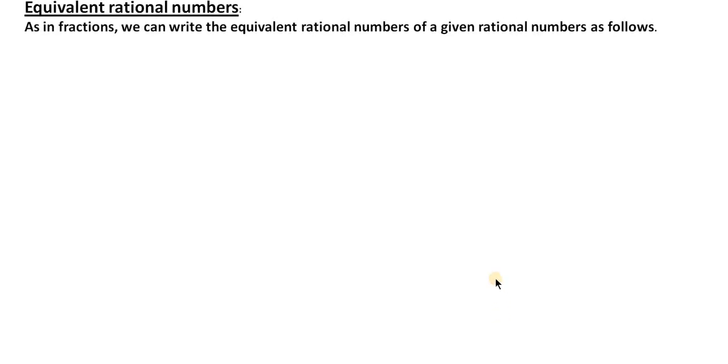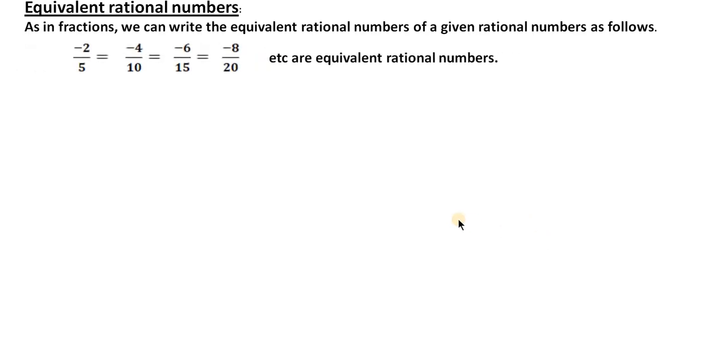Next, coming to equivalent rational numbers. Given a rational number, you can always write its equivalent by multiplying the numerator and denominator by the same number. So here I have given one number, minus 2 by 5. You can multiply the numerator with 2 and the denominator with 2. 2 2s are minus 4, 5 2s are 10. So you have got one rational number which is equivalent to this. Or you can take 3: multiply the numerator by 3 and the denominator by 3, minus 2 3s are 6, 5 3s are 15. So here also these numbers are equivalent rational numbers.